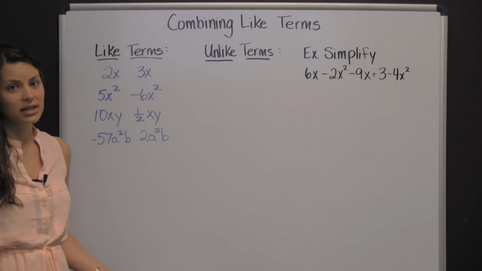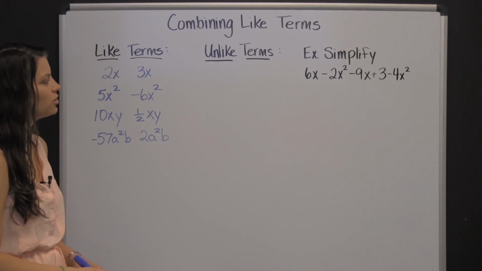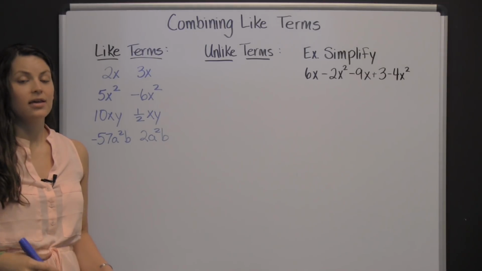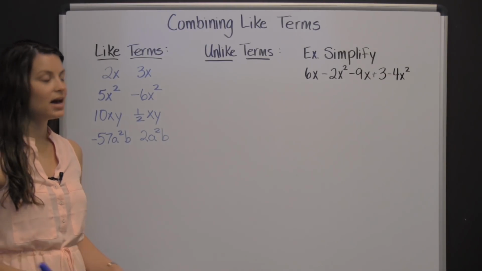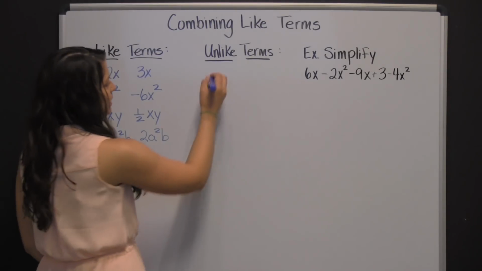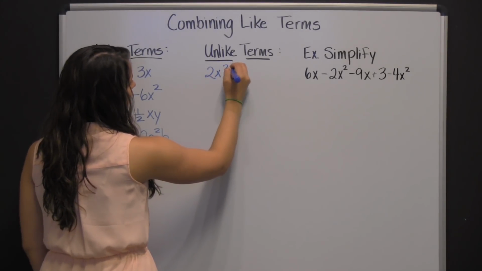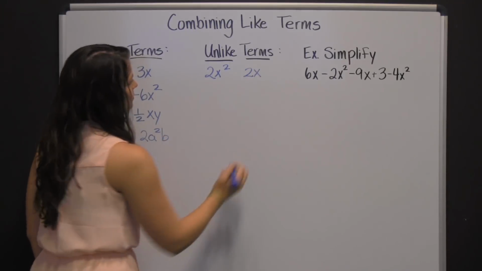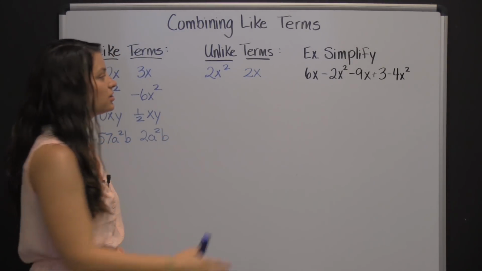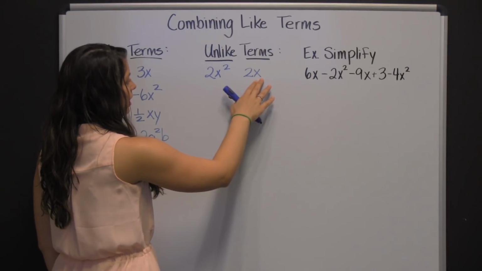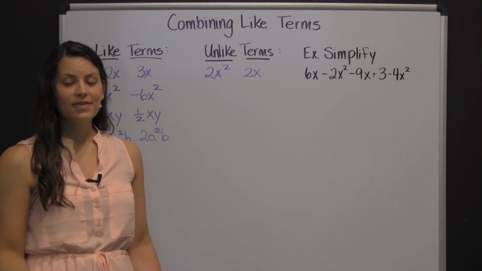Let's look at some unlike terms then. So what makes terms not alike? That would be if their variable factor is not the exact same. So for example, 2x squared and 2x. They're not like terms since their variable factors, x squared and x, are not the exact same.